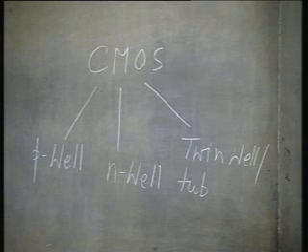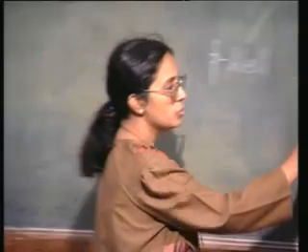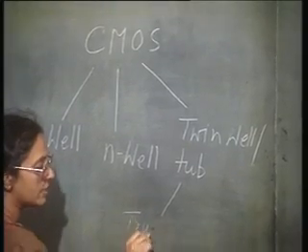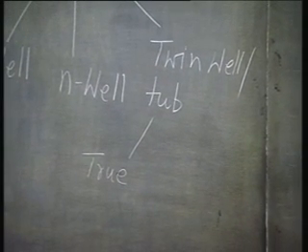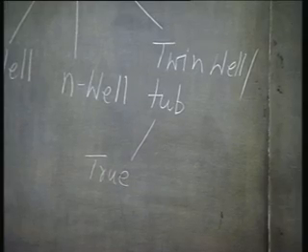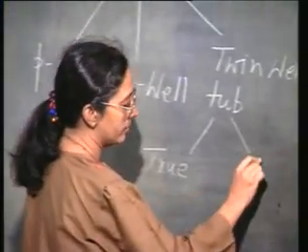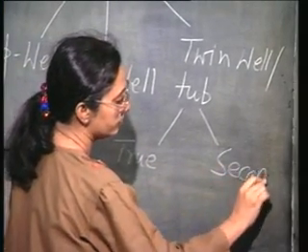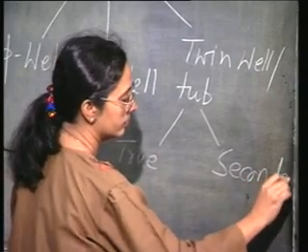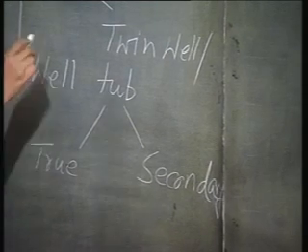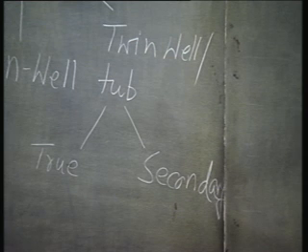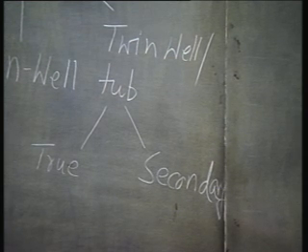Now, in this twin well technology, again we can have either a true twin well, in which case you really start out with a nearly intrinsic substrate and you dope both a P well and an N well. The other possibility is to have a secondary P or N well, which is essentially an extension of either this P well or this N well technology.